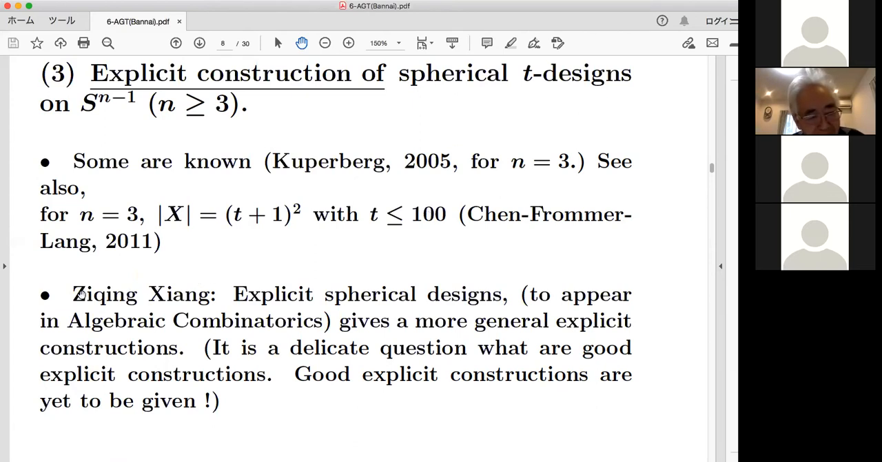On the other hand, Zuqing Xiang, in his paper Explicit Spherical Designs, which is to appear in Algebraic Combinatorics, gives a more general explicit construction. And it is a very delicate question: what are good explicit constructions? I think good explicit constructions are yet to be given.